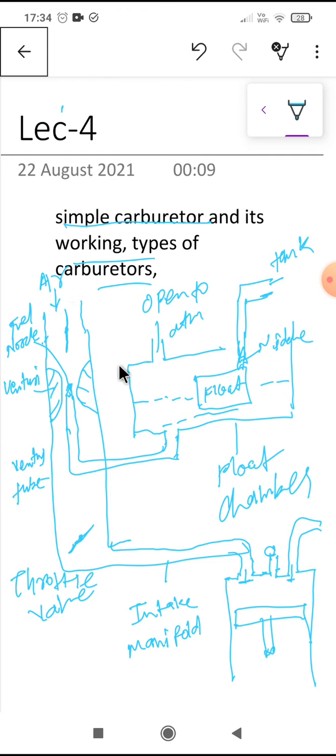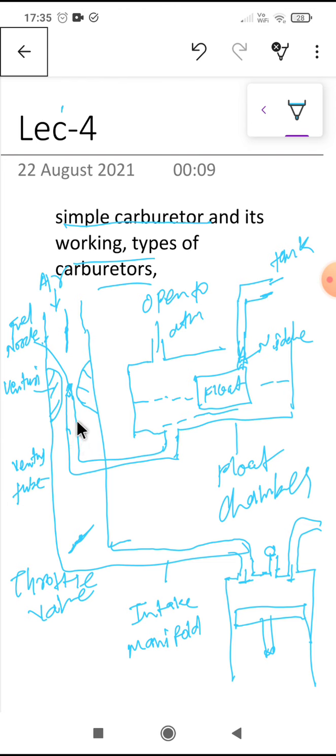So due to this pressure difference, the air sucks from the air filter to the Venturi tube. This is the Venturi tube of the carburetor, through the choke valve. This is the choke valve here. When airflow goes through the Venturi, its velocity increases and pressure decreases. When air is moving, the velocity will increase and the pressure will decrease.